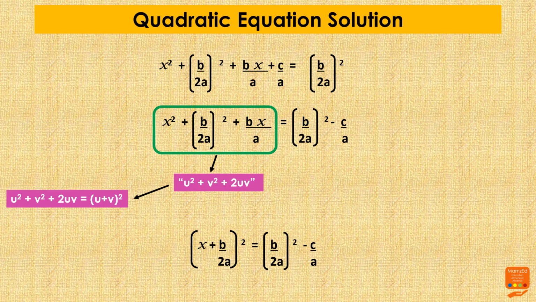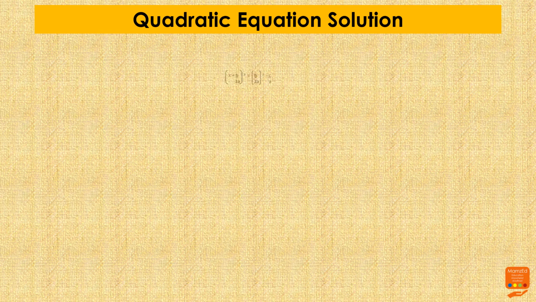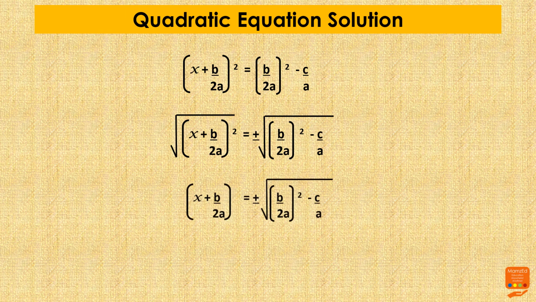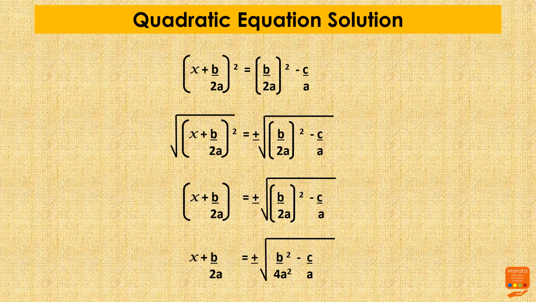And now that we have completed the square on the left hand side of the equation, we will calculate the two values of x. For this, we will take square root of both sides of the equation to get rid of the square. And when we simplify it, we get x plus b over 2a is equal to plus minus square root of b over 2a whole square minus c over a. Remember, we add plus minus when we take square root of anything on the right hand side of the equation. And when we open the square for b over 2a on the right hand side of the equation, we get plus minus square root of b square over 4a square minus c over a.